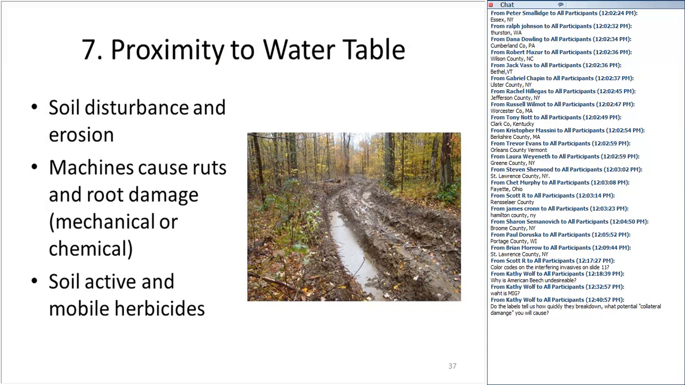Whether or not we're using chemical or mechanical, we need to worry about soil disturbance with ruts from machines. And similarly, proximity to water table is important. If we have herbicides that are mobile and active in the soil, then we need to be sensitive to that. And in New York, many herbicides are restricted, for example, against use on Long Island because of shallow water tables in those areas.